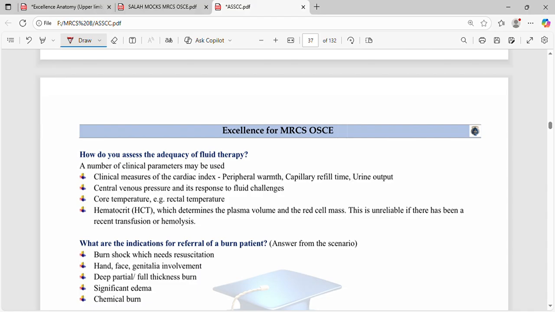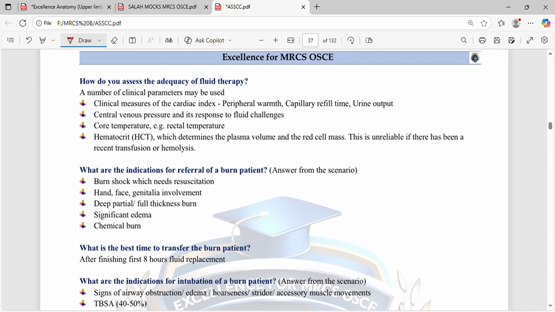So how do you assess the adequacy of the fluid therapy? A number of clinical parameters may be used.